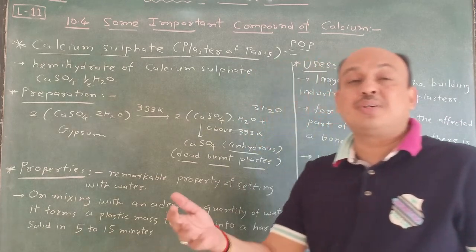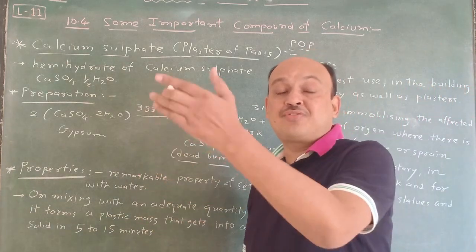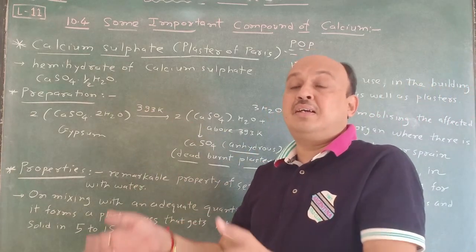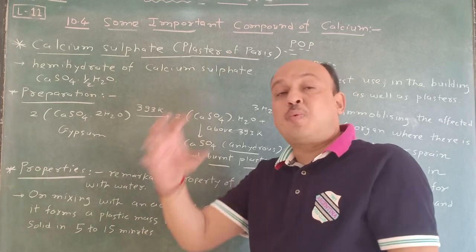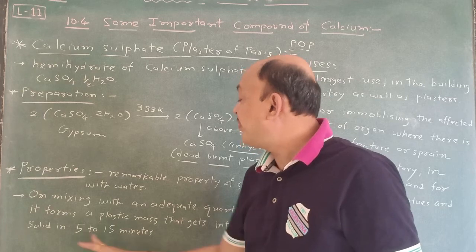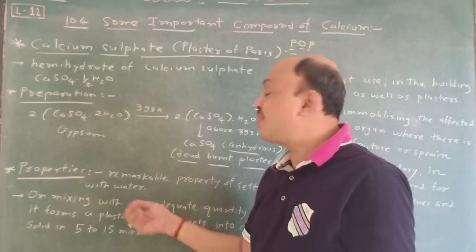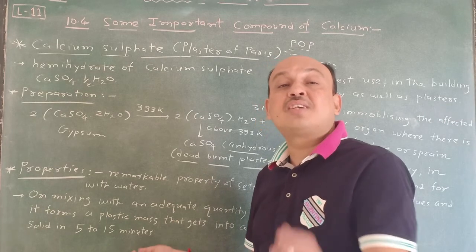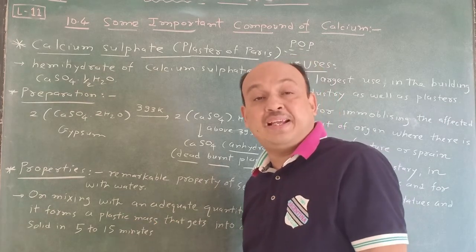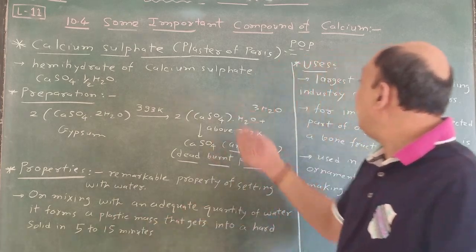And that's why many statues, busts, and different types of ornamental works require this type of plastic mass. It's very important. In 5 to 15 minutes they are set. And that's why plaster of Paris is used instead of cement, for our household purposes, which we will learn in the uses.